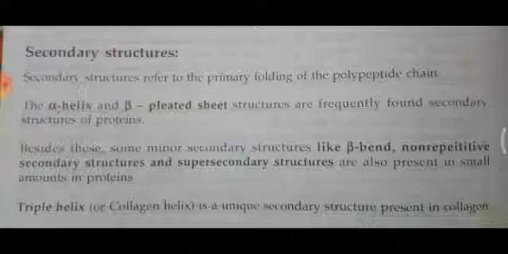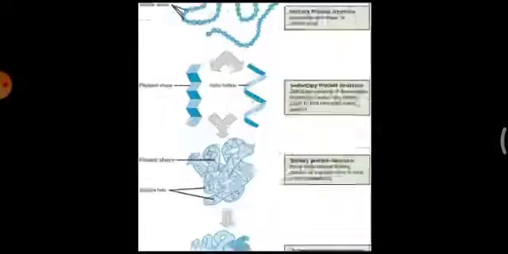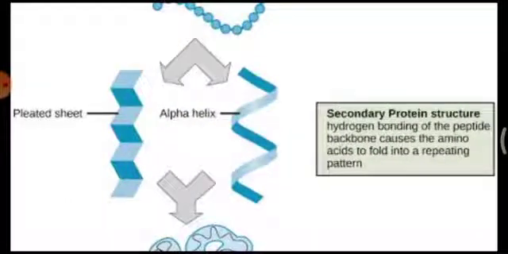So usually you can come across alpha helix and beta pleated sheet. The triple helix is usually seen in collagen, which is also called collagen helix. So this alpha helix and beta pleated sheet, that is in the second paragraph, you can see in this structure. This is the helix in the right side illustration, and on the left side you can see the beta pleated sheet.